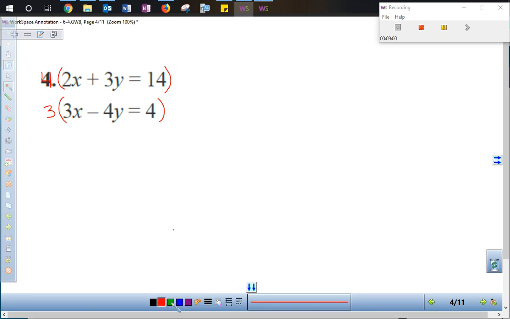Now when I do this, 4 times 2x is going to give me an 8x. 4 times 3y is going to give me a 12y. Finally, 4 times 14 gives me 56, and it's okay to use your calculator in that case. Now in my bottom equation, I'm going to take 3 times 3x, which gives me 9x, and 3 times negative 4y, which gives me a negative 12y. Finally, 3 times 4 gives me 12.